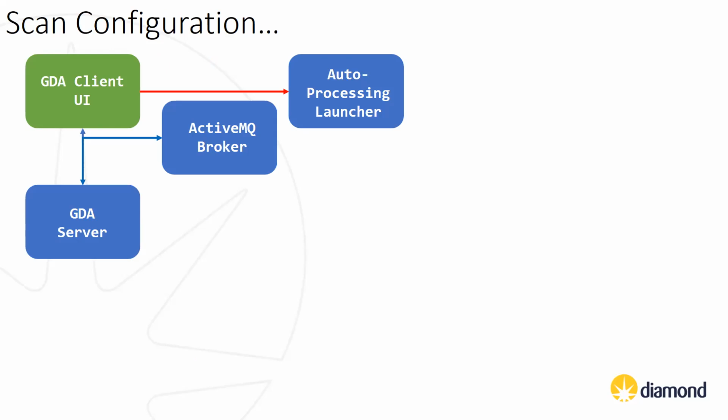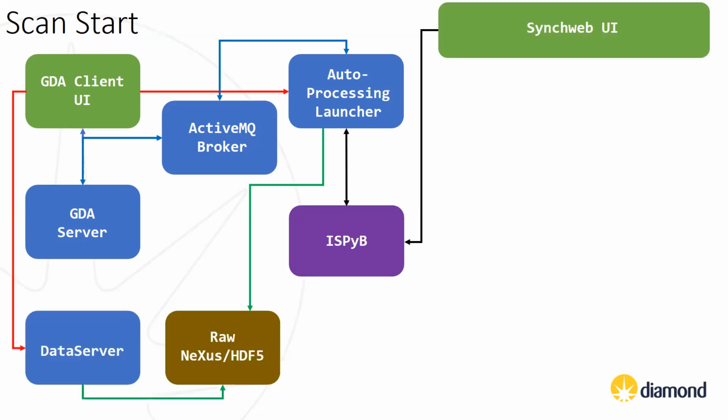Here's the auto processing available for you. Here are the parameters that you need to configure. Here's what type of things they are. Feel free to configure some auto processing parameters to include with this scan. So they can do that, and they launch the scan. The GDA server sends a message onto the ActiveMQ broker when a scan starts with some basic metadata. The auto processing launcher picks up that metadata, goes to the raw Nexus file, pulls out even more metadata from the Nexus file, and writes into the ISPyB database. So we've got some basic metadata in the information management system, which is then viewable through the SynchWeb user interface.